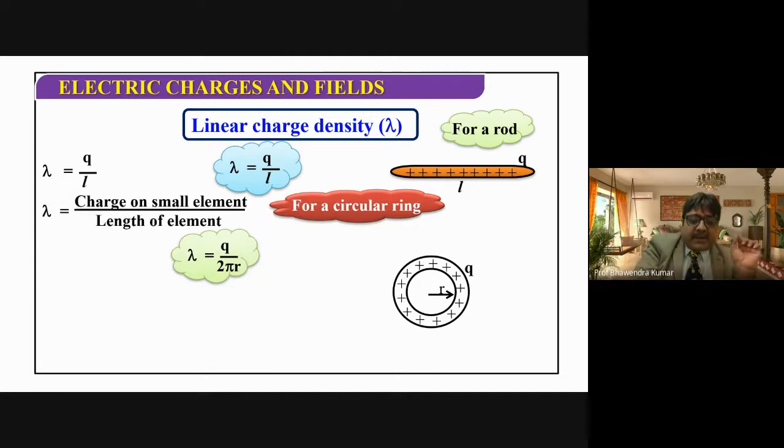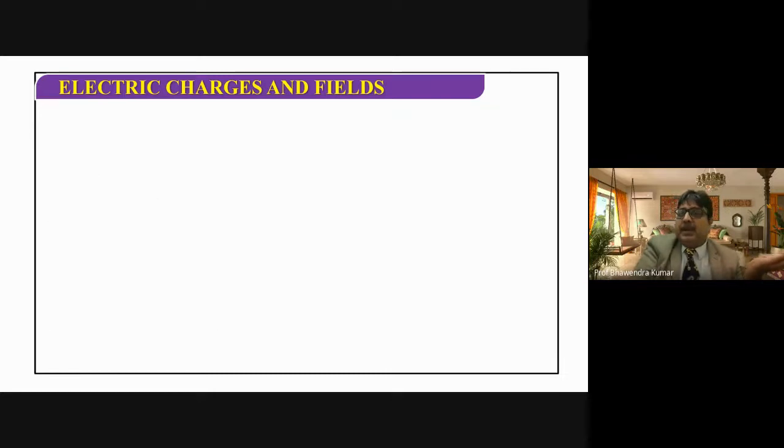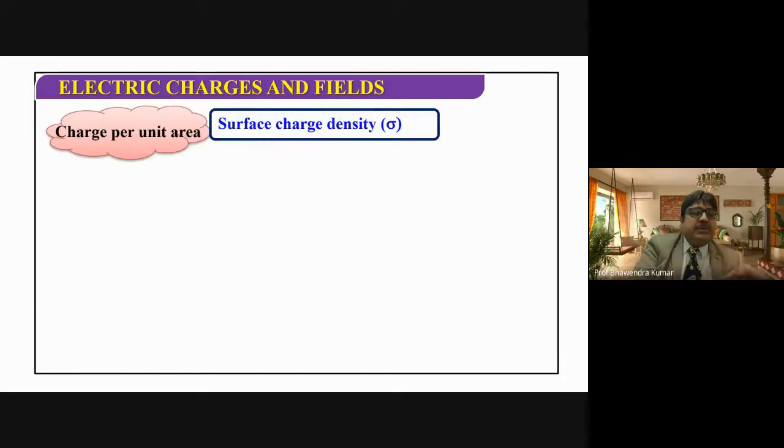And if I have extracted a small element, then I have to consider the charge of that small element. So if that small element is length dl, then the charge held by it is dq. Lambda can be written as dq by dl. What will be its SI unit? Coulomb per meter. What will be its dimension? L minus 1, M0, I1, T1. I1, T1 will be nothing but the Coulomb. I hope you understand it. Divided by the length, so it will be L minus 1. Any problem?